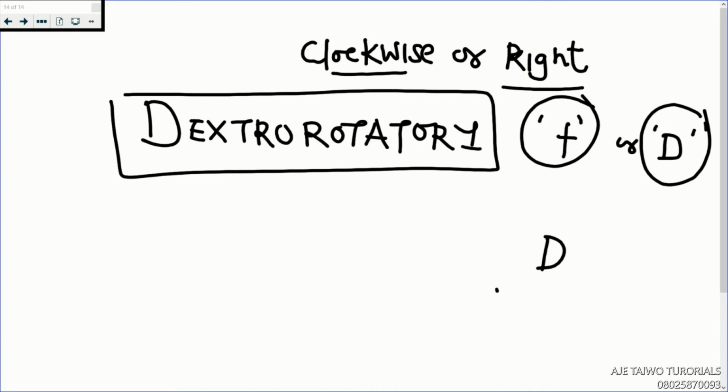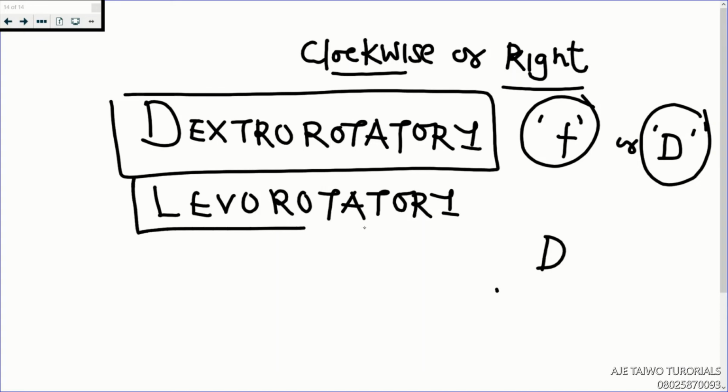Let's write. An optically active compound that rotates the plane of polarization of plane polarized light counterclockwise or left is said to be levo-rotatory.